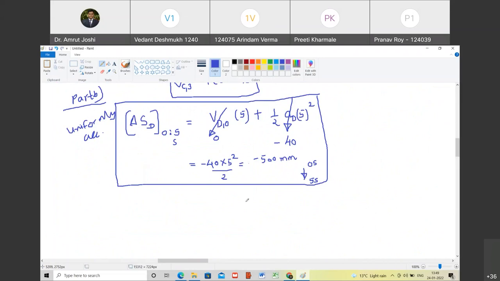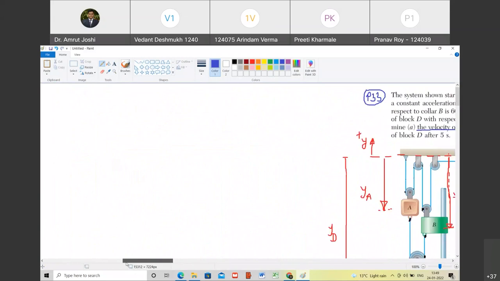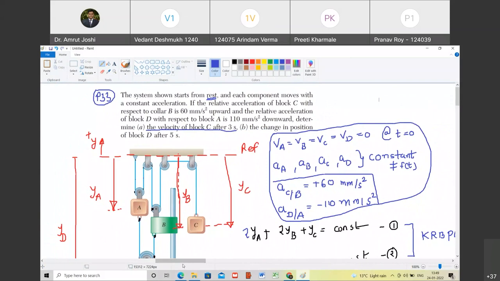Okay. So this was about the solution of problems based on dependent motion. For dependent motion, what is the take-home message? You have to write as many constraint relation equations as there are strings. Are you with me? Yes. And then do whatever is asked in the problem. You should be able to translate the problem statement into a mathematical form. That is the skill. Happy?